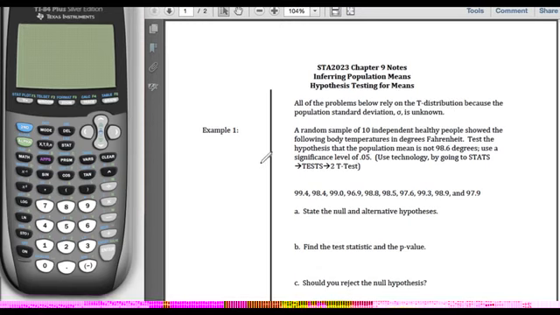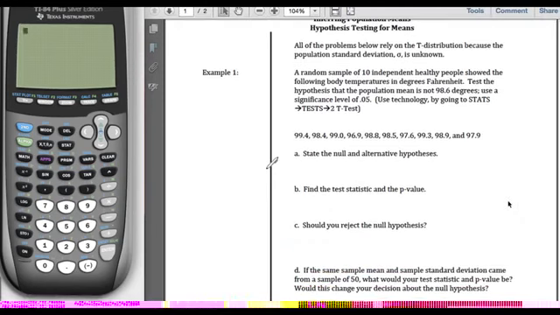First, example 1 says a random sample of 10 independent healthy people showed the following body temperatures in degrees Fahrenheit. Test the hypothesis that the population mean is not 98.6 degrees and use a significance level of 0.05. We're going to use technology exclusively for the calculations of our hypothesis test. You can do that by going to stat test number 2, the t-test. It's a hypothesis test using the t-distribution. So here are the temperatures of our 10 independent healthy people.